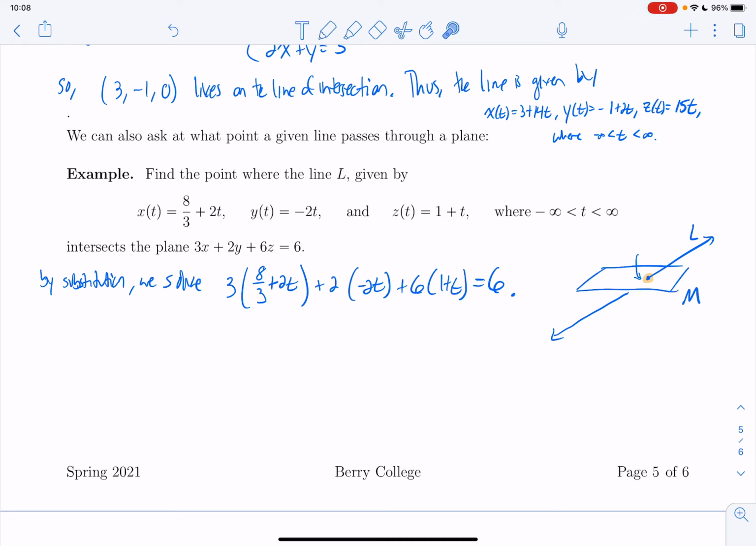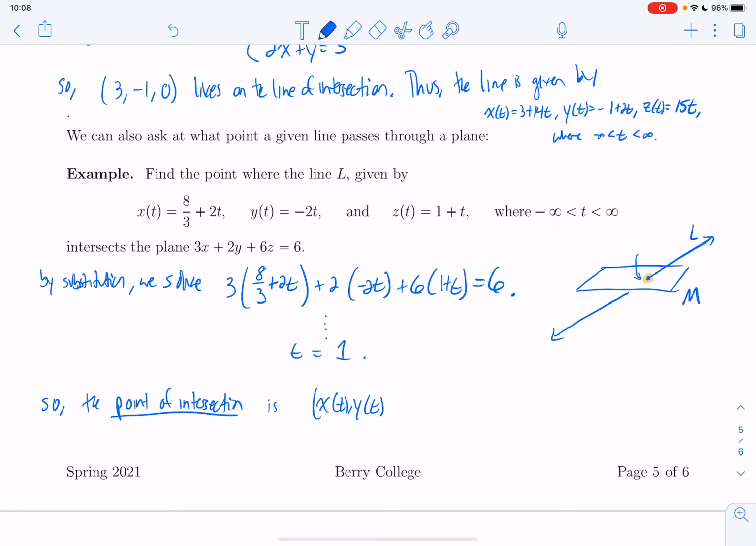This is, at this point, just pure algebra. Distribute your coefficients, collect all the like terms, solve for t. I'll let you work through those details, and the answer you should get is that t is equal to 1. So, the point of intersection is whatever x of t, y of t, z of t is when you evaluate it at t equals 1.